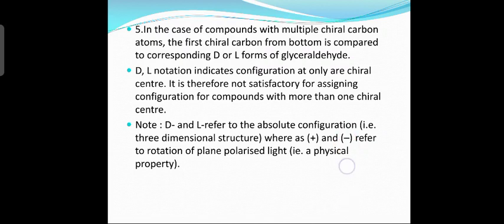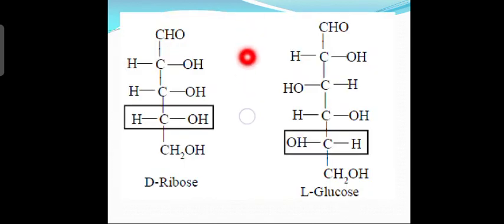Okay. Next slide. You can see here the example, D-ribose. How many carbon atoms are there in the straight chain? 5 carbon atoms. For D and L notation, you must consider the first chiral carbon atom from the bottom. At the bottom is the CH2OH group, right? The most oxidized carbon atom, the aldehyde group, is at the top, correct? The first chiral carbon atom from the bottom is this one, the fifth one, correct? Why is it a chiral carbon atom? Linked to 4 different groups or atoms.